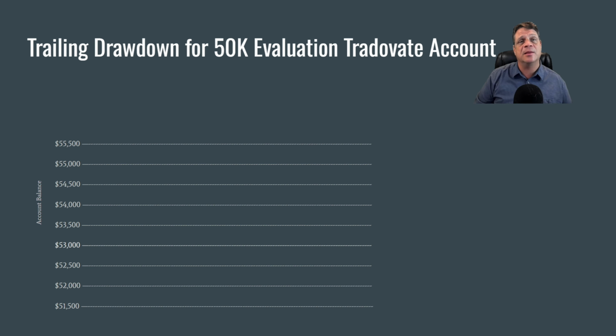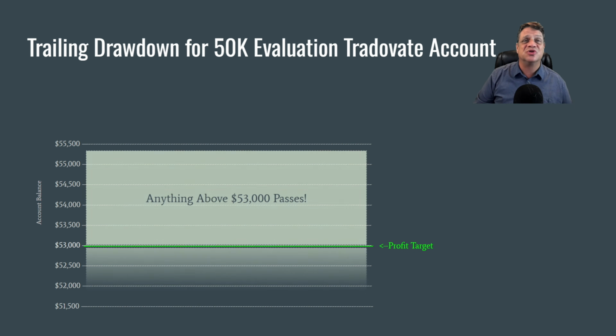For Tradovate, it's a little bit different. The trailing drawdown threshold does not stop trailing. It will continue to go up as your balance goes higher and higher. So as soon as you hit the profit target, you have passed the evaluation. So stop trading. There is no reason to continue to trade after you have hit your profit target.